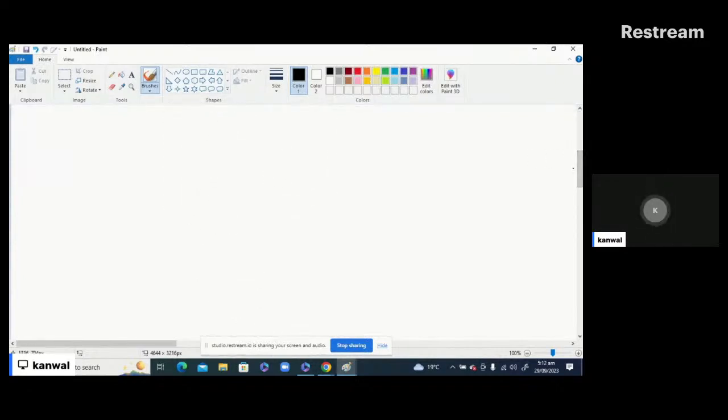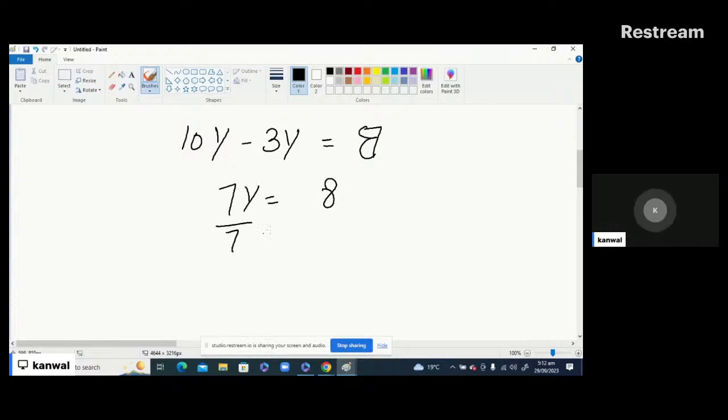Okay, like for example, taking some examples for like y. Here is 10y minus 3y, that is equals to 8. Okay, so 10y minus 3y, what's the answer? 7y, that is equals to 8. Now what do we do? Divide it over 7 on both sides. So your y is equals to 8 over 7.